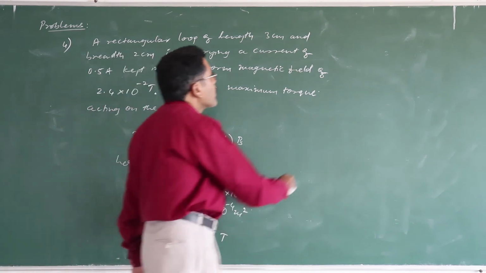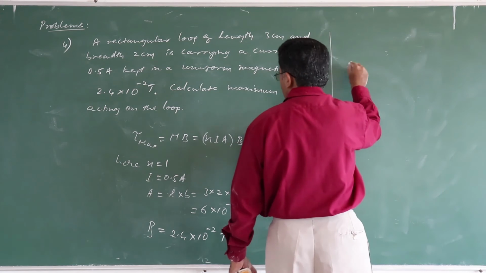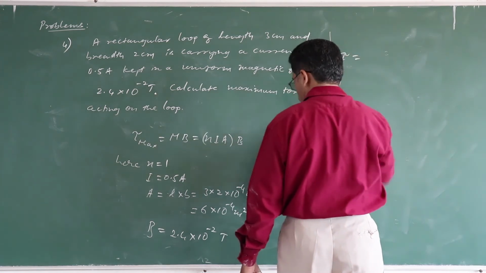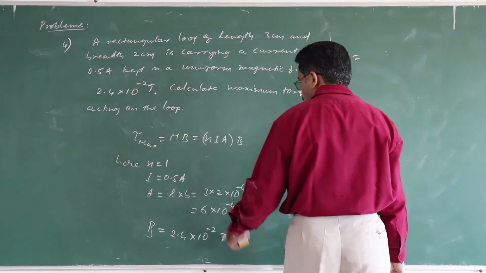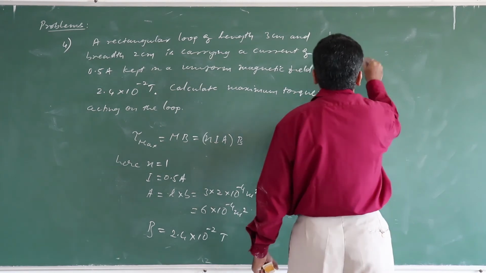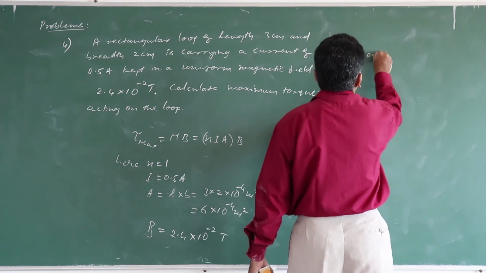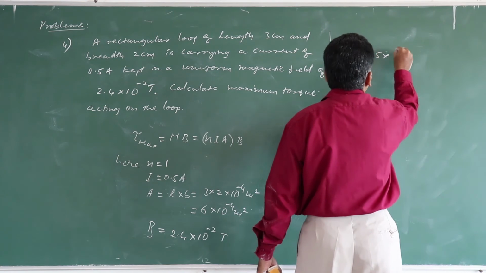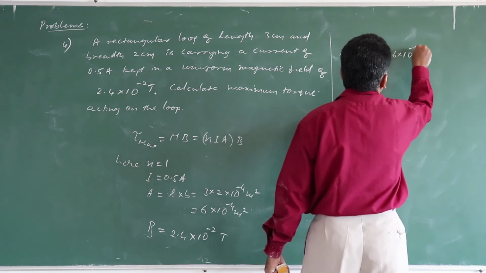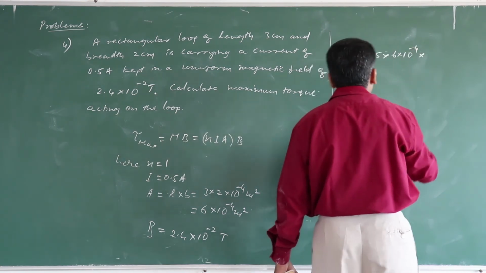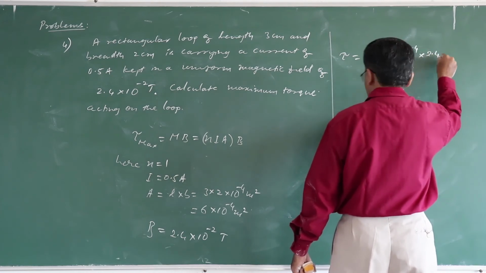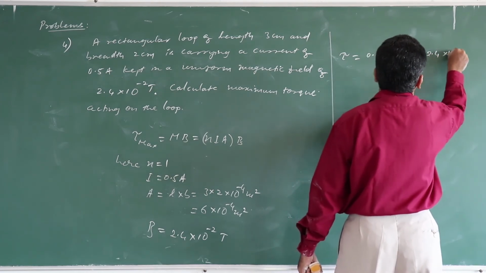See, therefore, the torque acting on this is given by torque is equal to I is 0.5, area 6 into 10 raised to minus 4 and the magnetic field is 2.4 into 10 raised to minus 2.